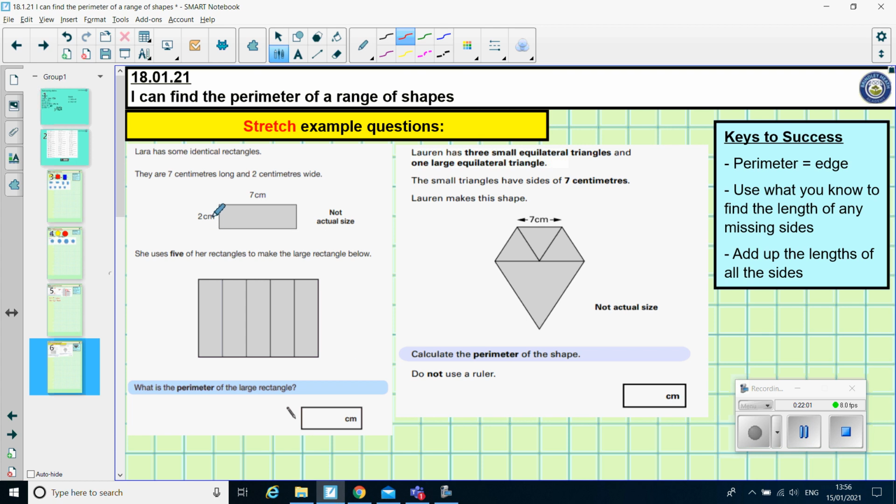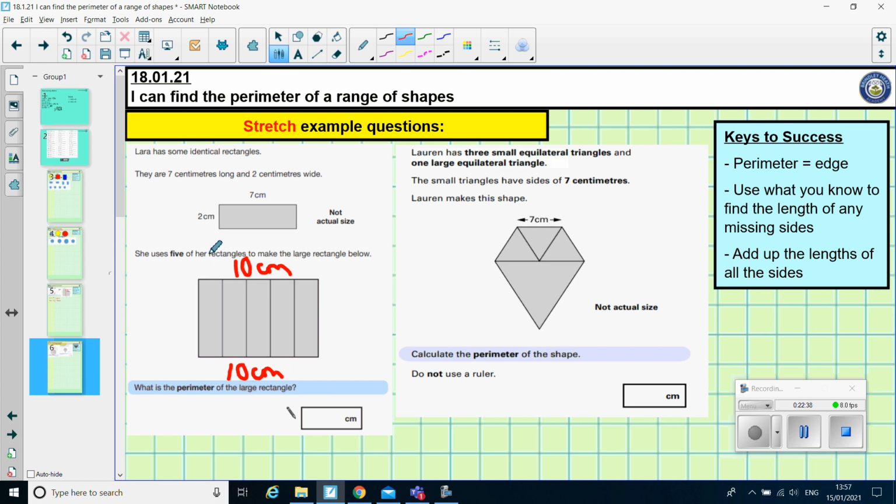Using what we know, the width of the small rectangle is 2 centimetres. So the width of the small rectangle here is also going to be 2, and 2 more, and 2 more, and 2 more, and 2 more. So across the top we've got 2, 4, 6, 8, 10. In total, the length of that rectangle is going to be 10 centimetres all the way across the top. If that's 10 centimetres on the top, it's got to be the same on the bottom.